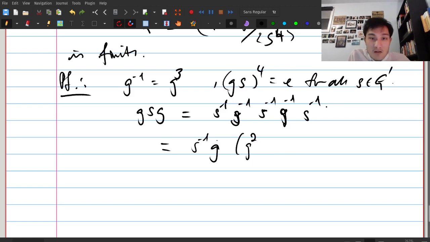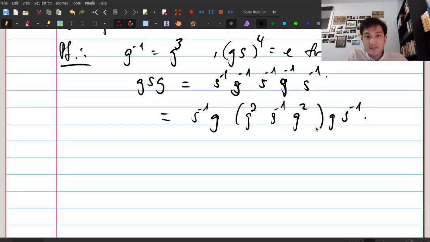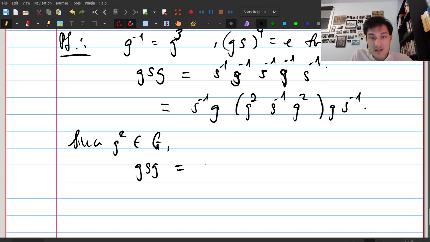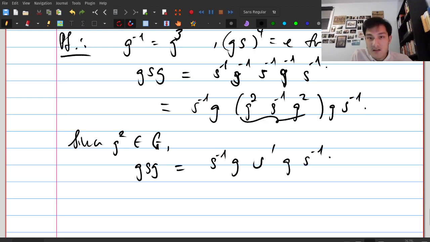Okay, so G inverse is G cubed, so G squared S inverse G squared G S inverse, okay? Yep, so we just changed all the G inverses to G cubes. All right, now since G squared is in G, we can rewrite this GSG equals S inverse G S prime G S inverse. Okay, so we're setting this to be S prime, and of course S prime is in G.